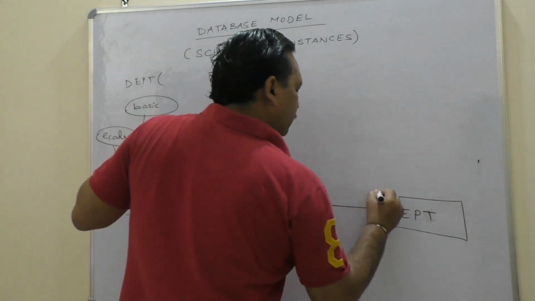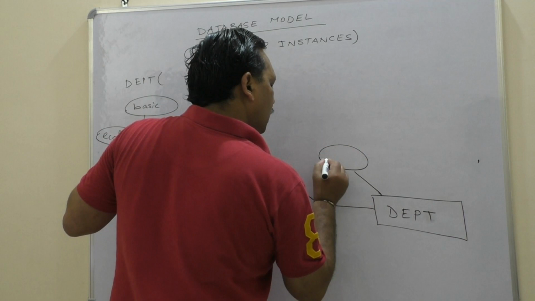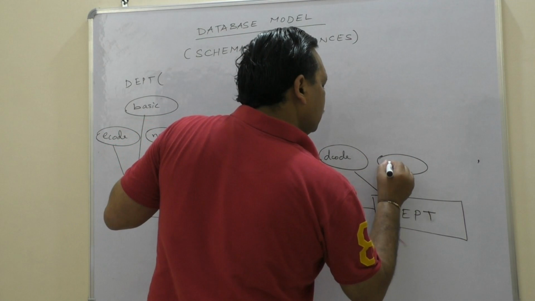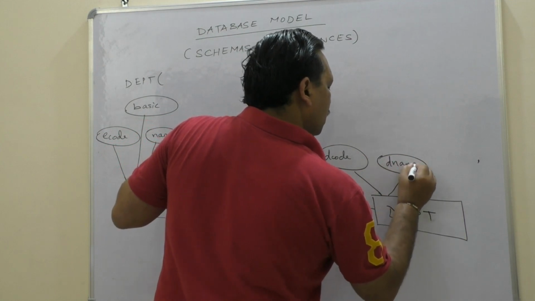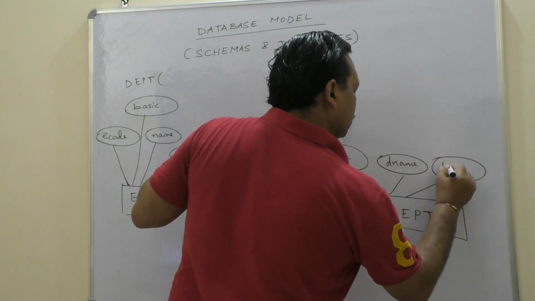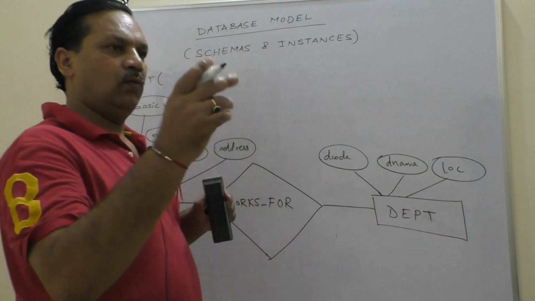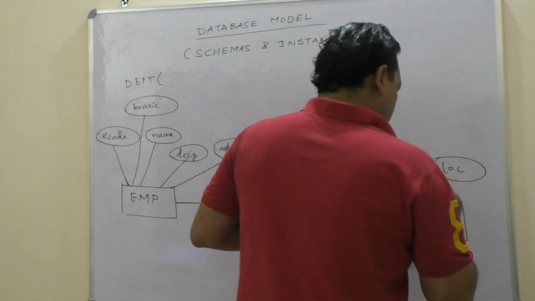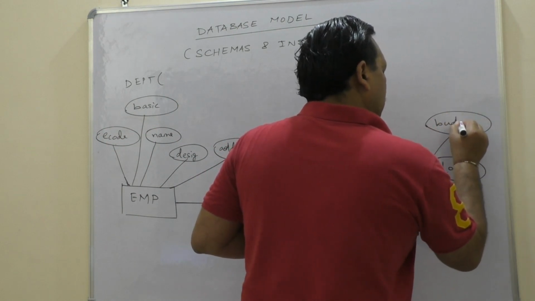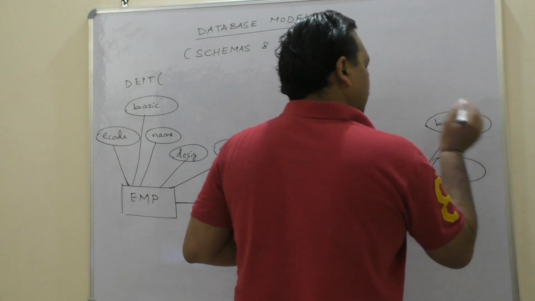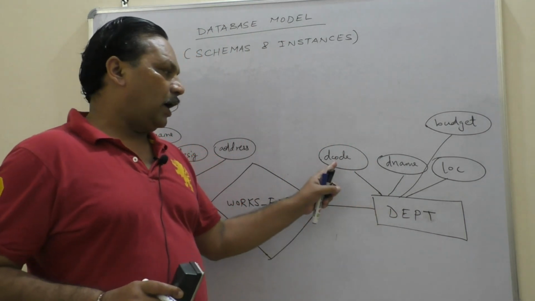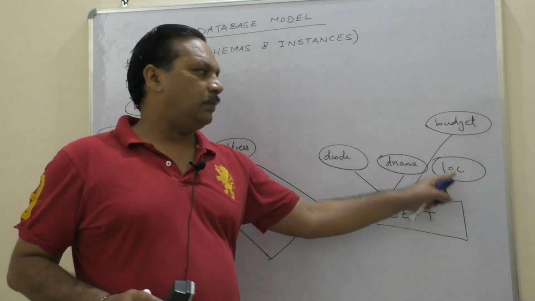Similarly, department has department code, department name, and department location, where it is located. Like if you go to a university, you go to block A, building 1. And there is a certain amount of budget associated with the department. So these are the attributes associated with the department table: department code, department name, location of department and budget.